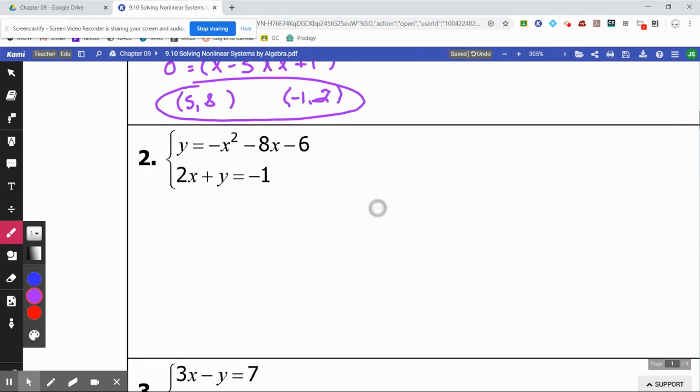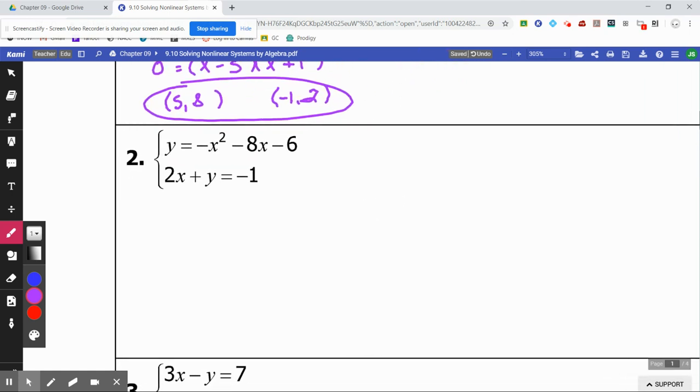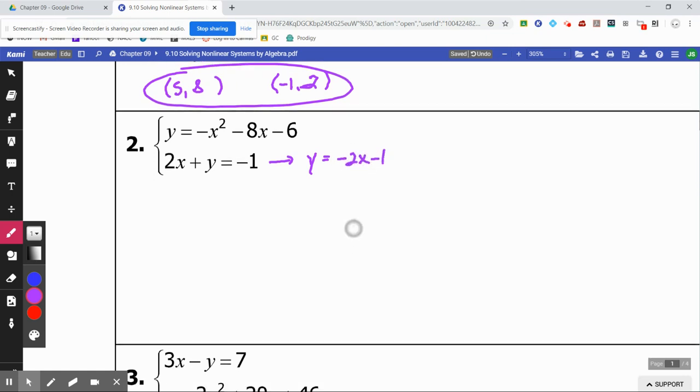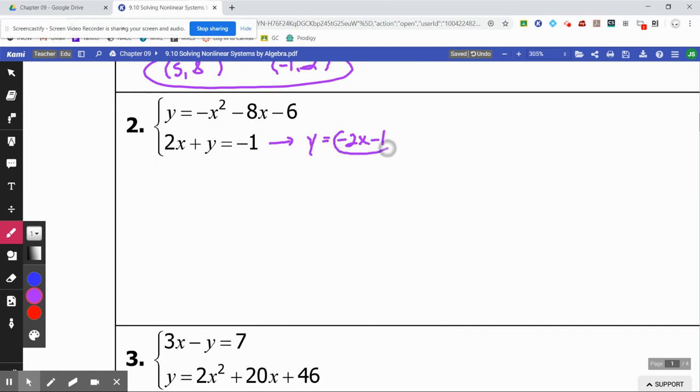Next problem. Again, let's use a substitution here. Second equation, I can move the 2x over and I get y equals negative 2x minus 1. So let's take that y value and plug it into our first equation for y, and I now have negative 2x minus 1 equals negative x squared minus 8x minus 6.